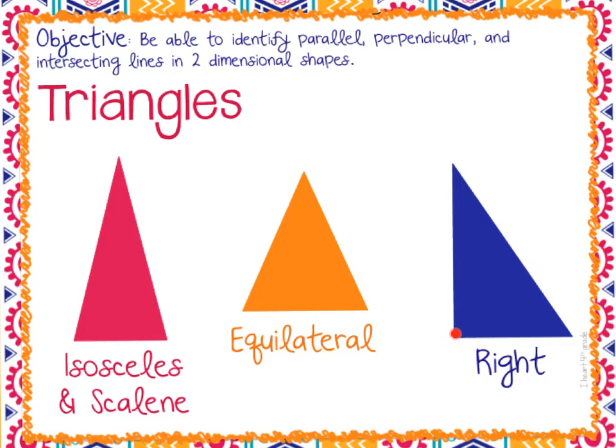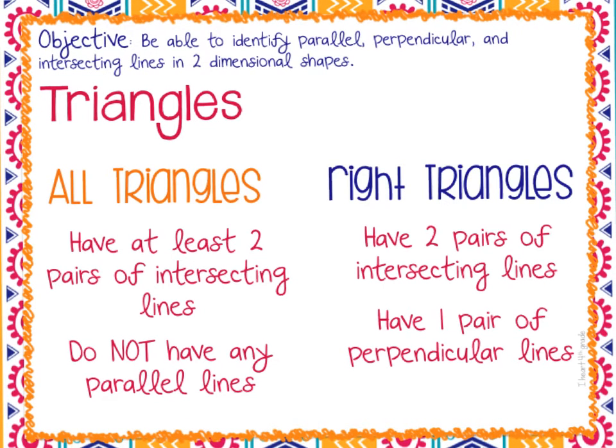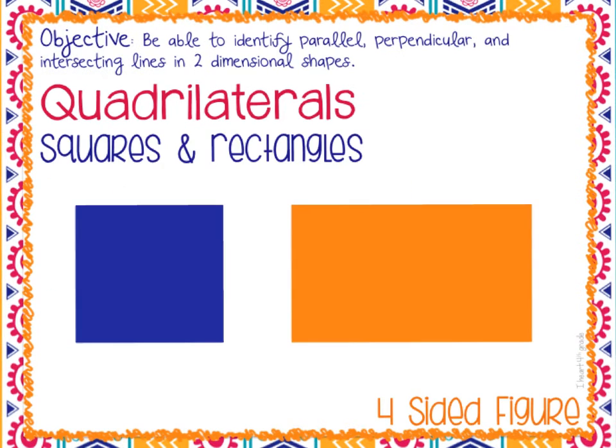Right here is a set of perpendicular lines. I can see the square corner in the bottom left-hand corner of the triangle. So to review, all triangles have at least two pairs of intersecting lines. They do not have any parallel lines. Right triangles are different because they have one pair of perpendicular lines.